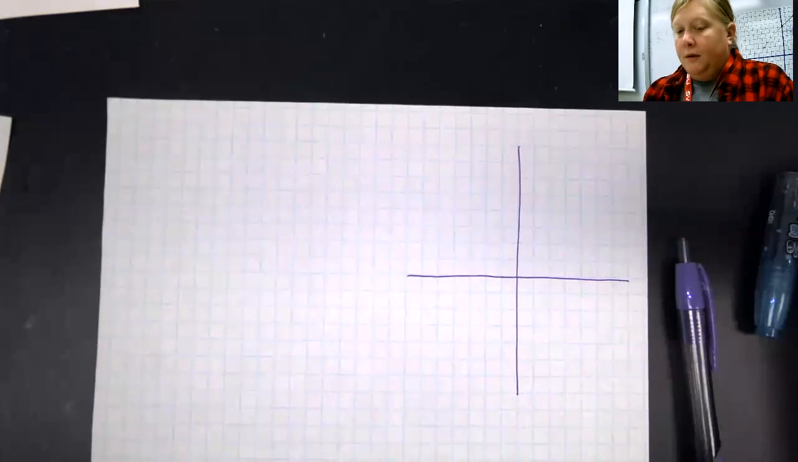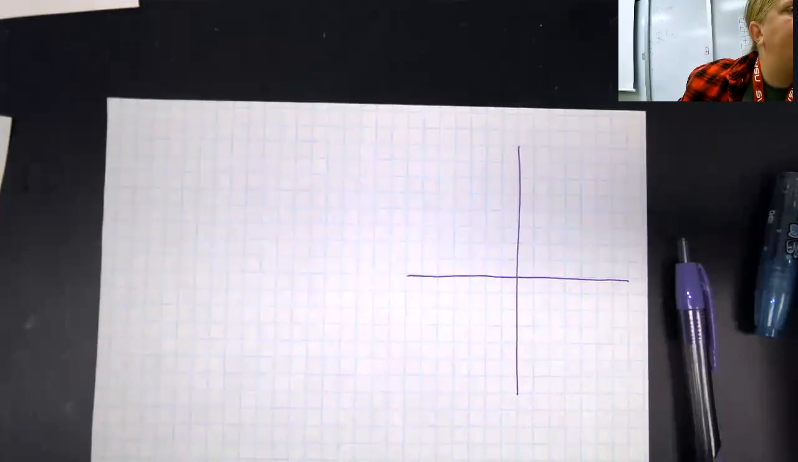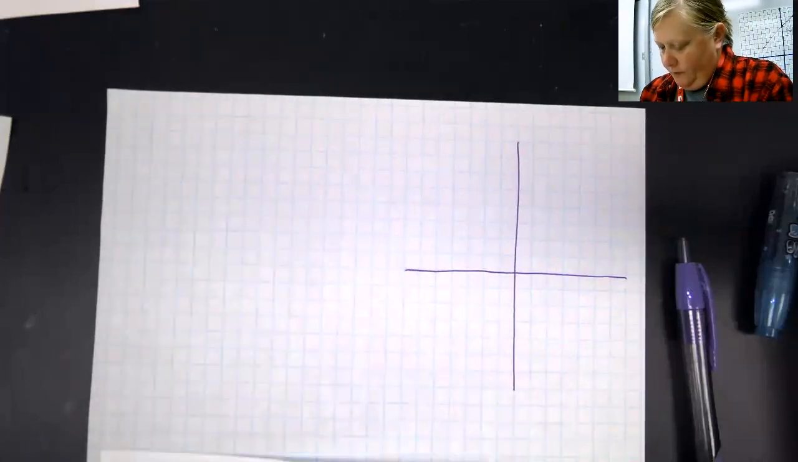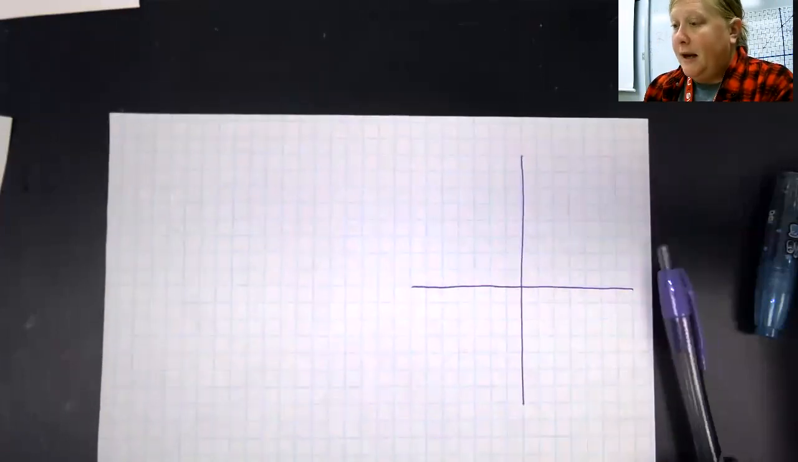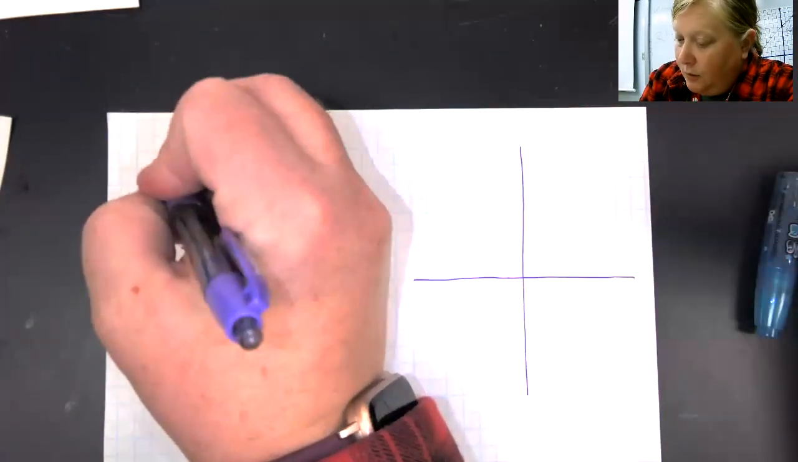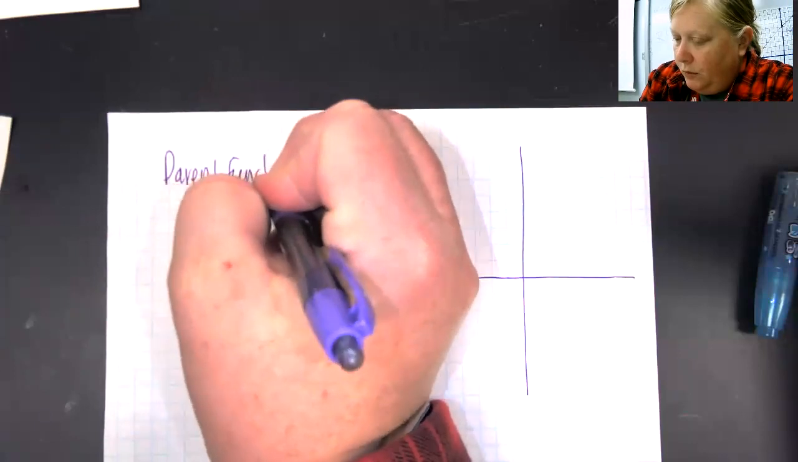Okay, so new side. There we go. Sorry about that. Okay, you've got your paper. So this side, the parent function is not square root. Now we want to do parent function cube root.